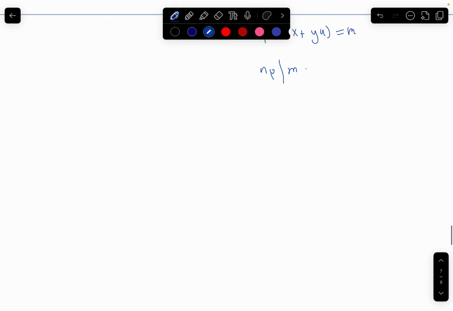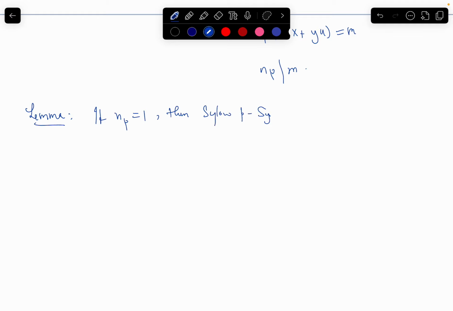So here are some lemmas that we wanted to show. Before proving the result, we wanted to deduce some facts. If the number of Sylow P groups is 1, then the Sylow P subgroup, whatever it is, is normal.